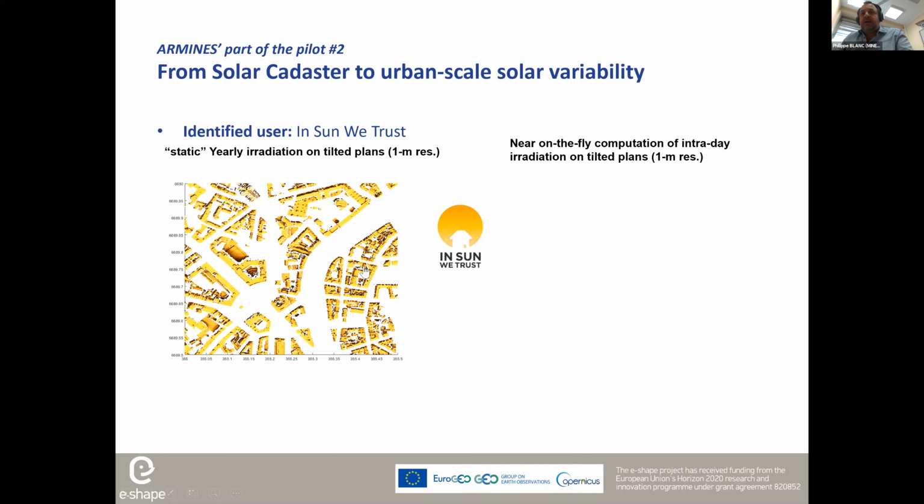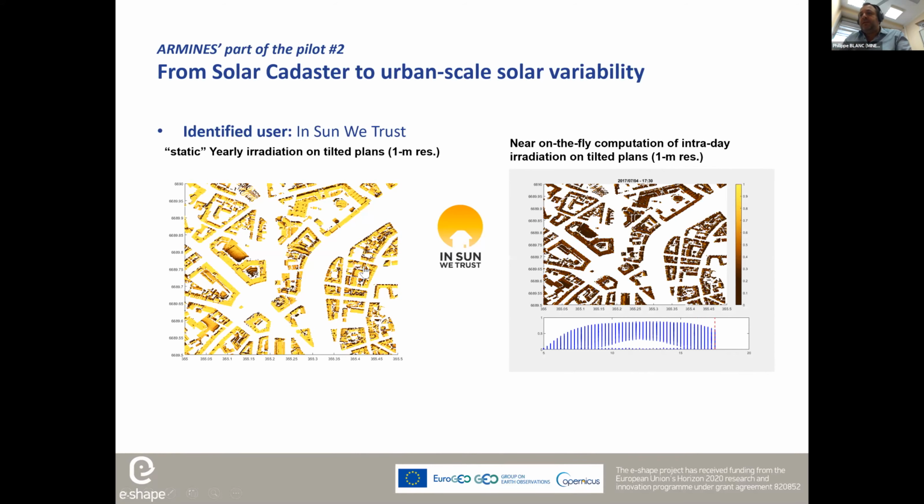Okay, so this is already existing, and this tool is what we call TRL 9 because it's fully operational. And pilot 2 is moving from this solar cadastre to something that describes not only the yearly irradiation on average, but the solar variability induced by the PV systems on the urban area. So we want something dynamic, providing information not only on the average, but also the profile of production that we will compare with, for example, the consumption.